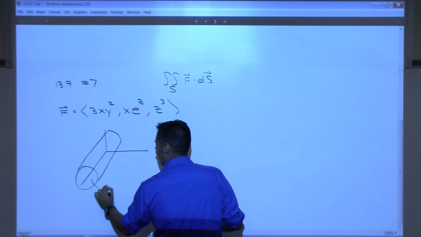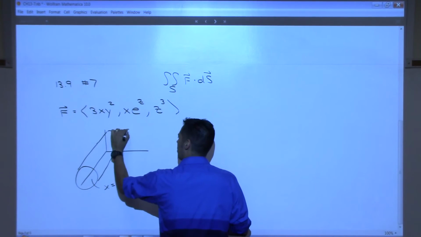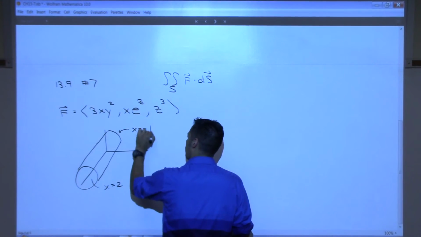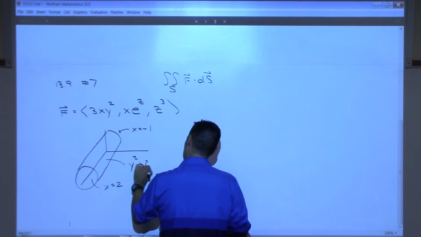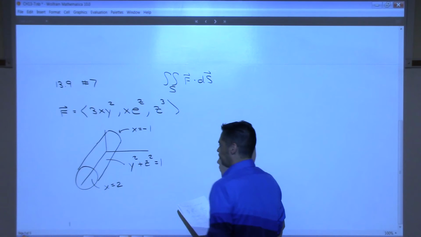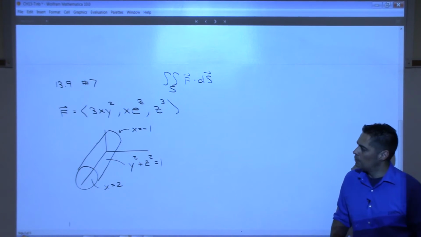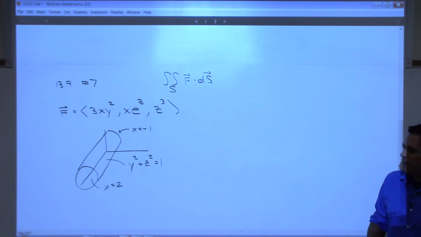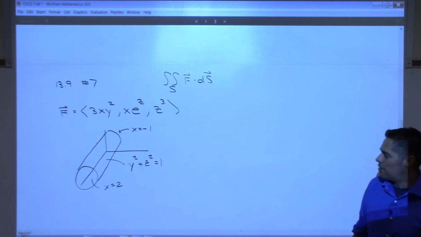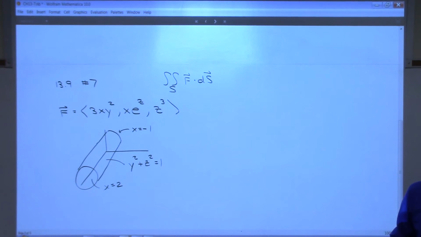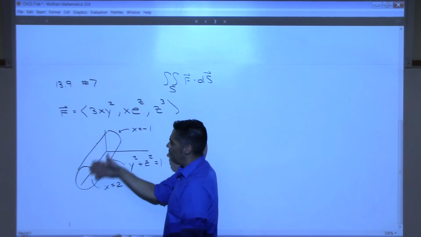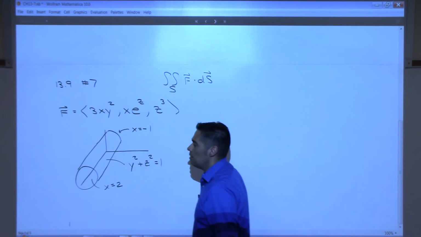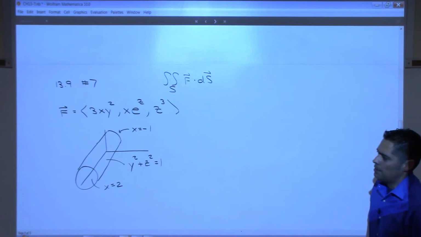All right, we have x is equal to 2, backside x is equal to -1, and this cylinder is y squared plus z squared equals 1. Do y'all kind of see it? I don't really like my x, y, z axes there, but is that okay? All right. So the surface is the entire surface that encloses, so both end caps and then the cylinder around it. So what do you think?